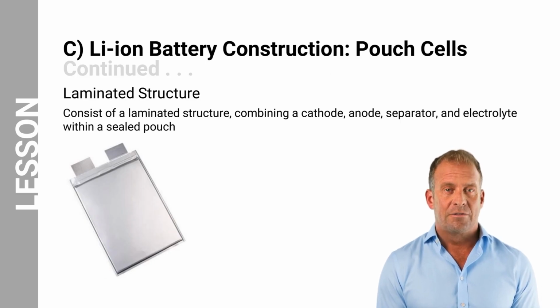Let's look at the laminated structure of pouch cells. Pouch cells typically consist of a laminated structure, combining a cathode, an anode, a separator, and an electrolyte within a sealed pouch.